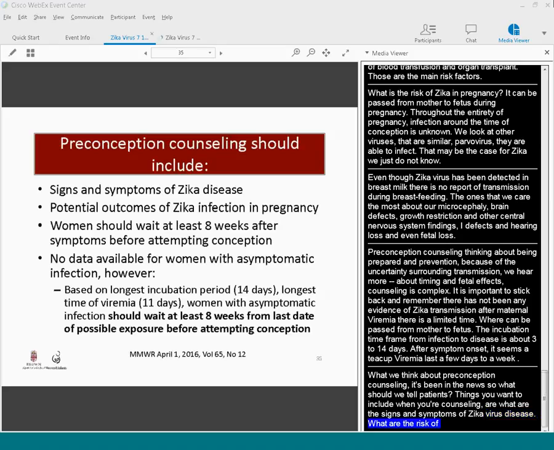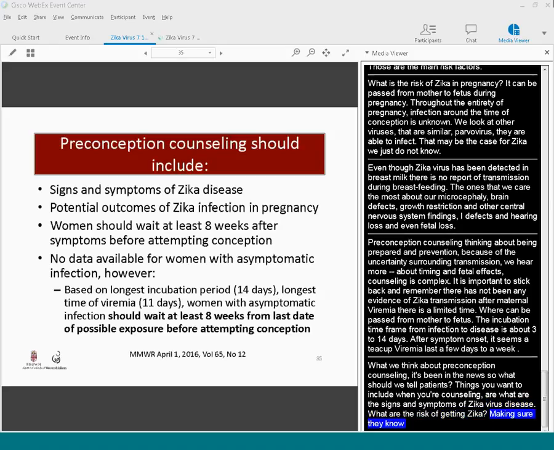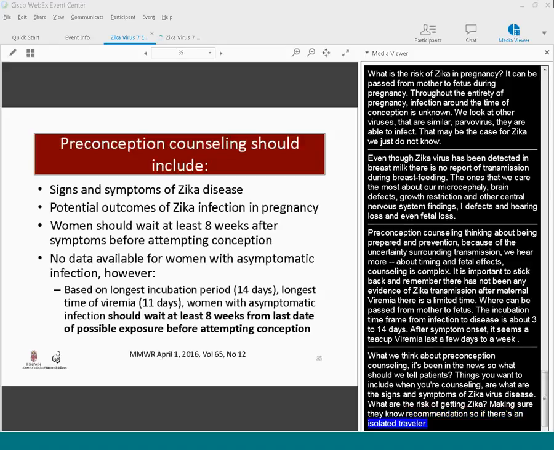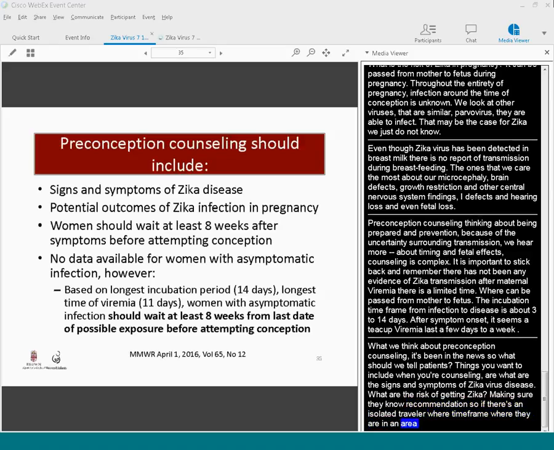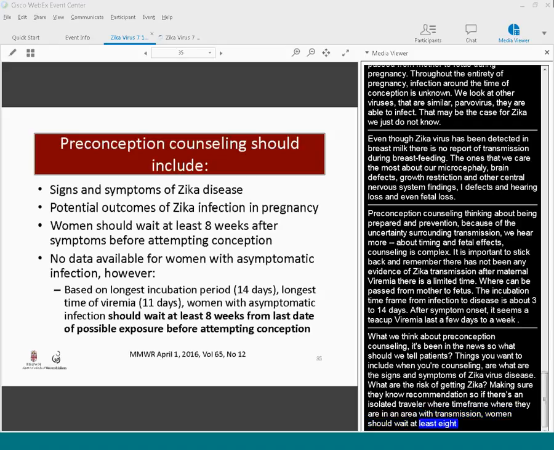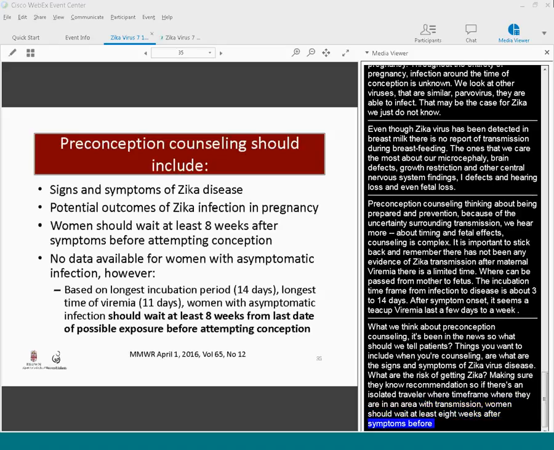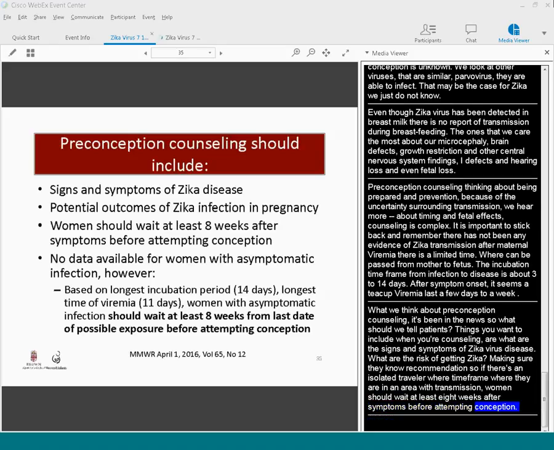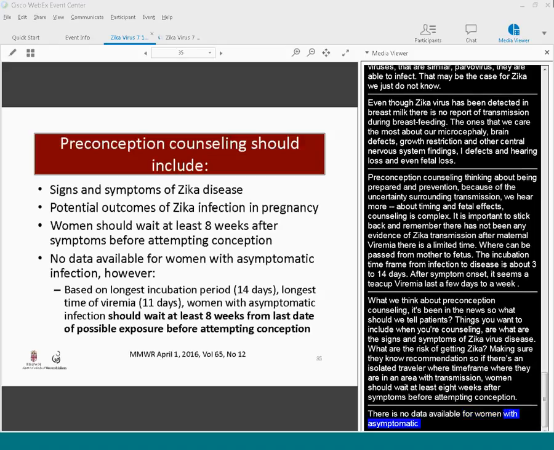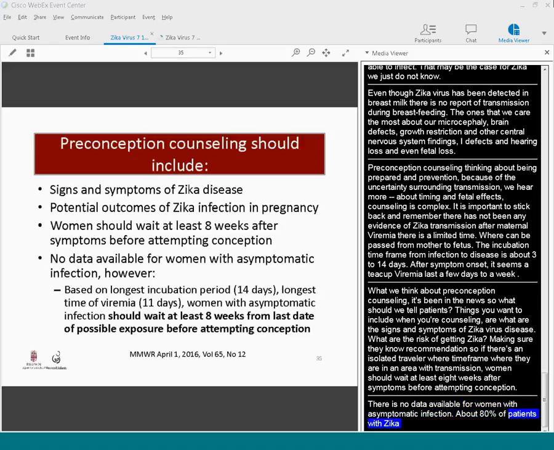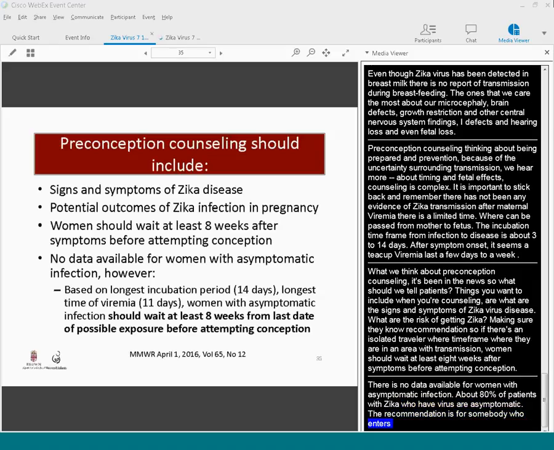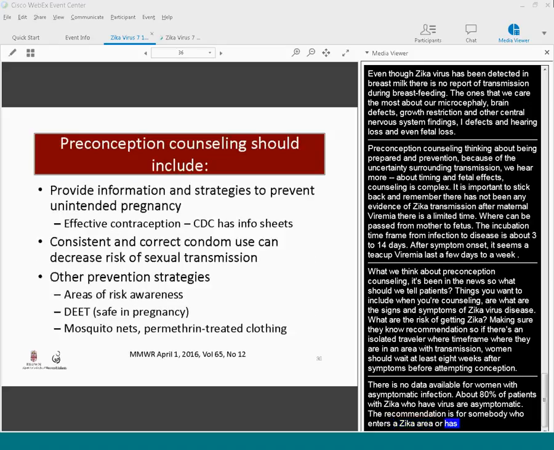So if there's an isolated travel or a period where they're in an area with active Zika transmission, women should wait at least 8 weeks after symptoms before attempting conception. There's no data available really for women with asymptomatic infection. We talked about 80% of patients who do have Zika virus being asymptomatic, but thinking back to the incubation period, the recommendation is for somebody who's entered a Zika risk area or had unprotected sex with somebody who may be at risk for Zika, the woman should wait, again, at least 8 weeks from the last date of possible exposure before attempting conception. So 8 weeks for either.